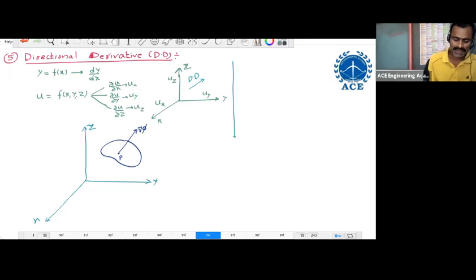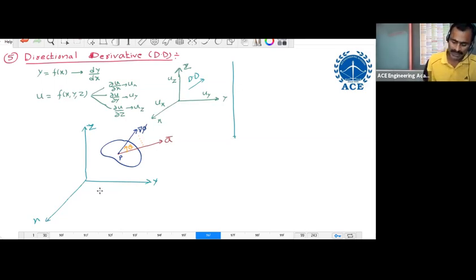If some other vector a bar makes an angle theta with del phi, then the projection of this del phi in the direction of a bar is also called the directional derivative, or the component of this vector del phi in the direction of a bar is also called the directional derivative only.